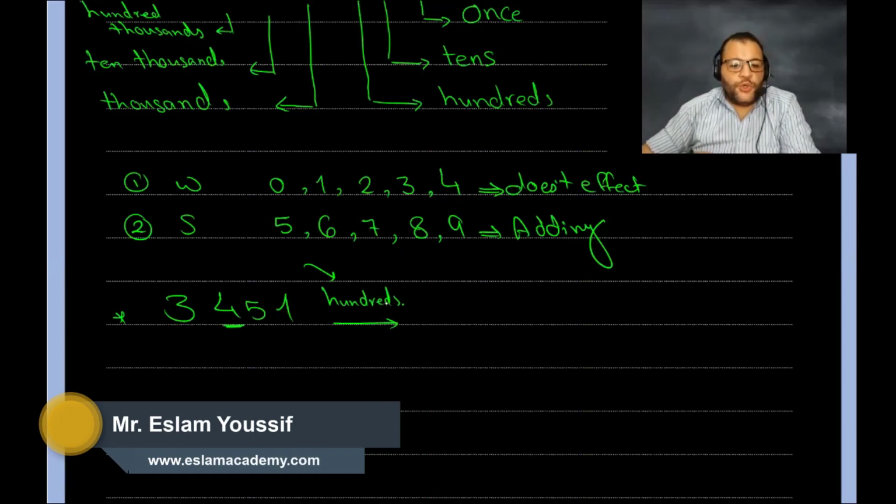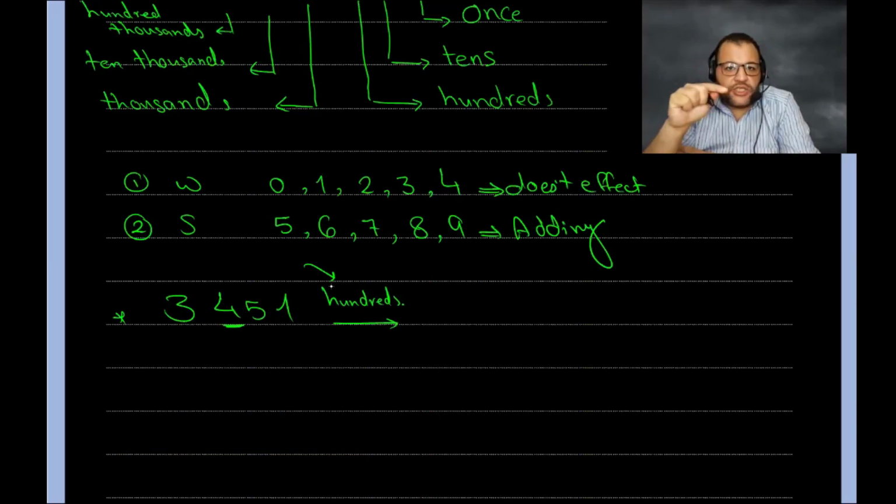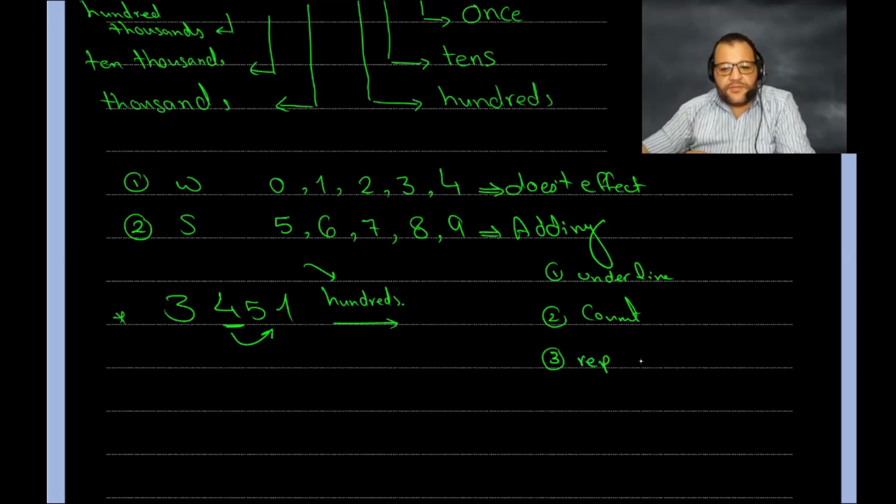So 4, you need to round to the 100. So the first step, underline the digit in the 100 place. Then look at the right. Step number 2, count the digits on the right. How many digits on the right? It's 2 digits on the right. So step number 3, replace with 0.